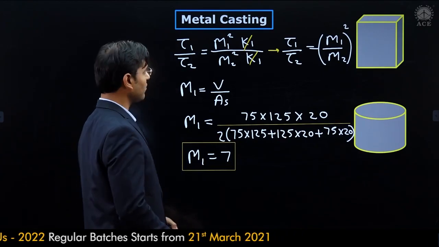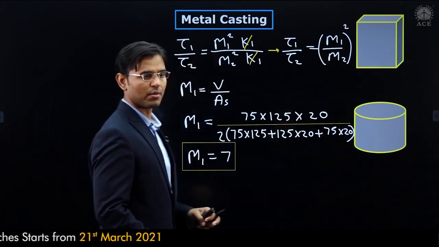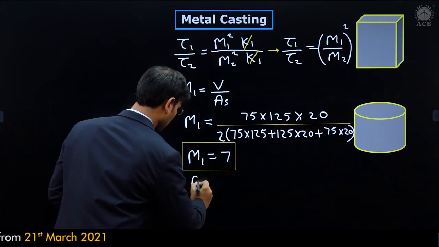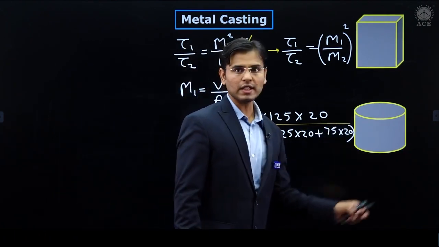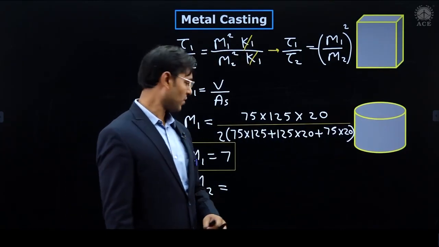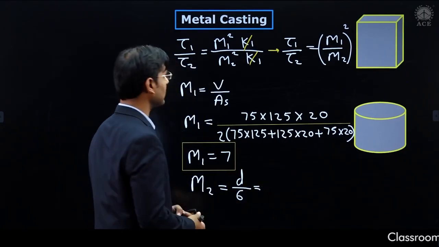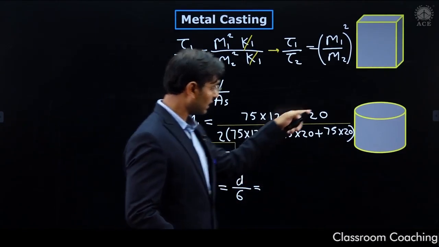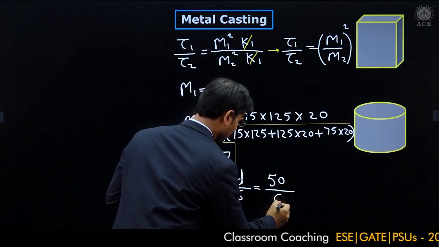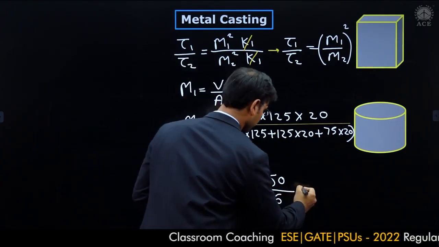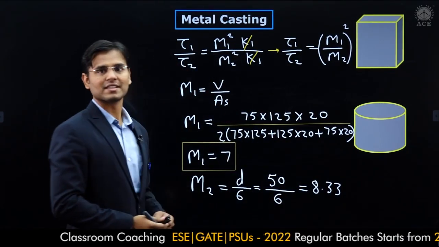Now we have to calculate the value of M2. M2 is for this component. M1 was for the first component, the mold modulus for the first. Now see the mold modulus for the second, that is M2. If the component is cylindrical, then we can directly write the formula for M2 as diameter by 6. And what is the diameter given? The diameter given is 50 for this component. Then I am writing 50 divided by 6. Then it is 8.33.